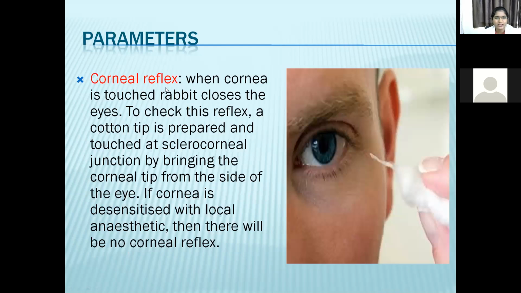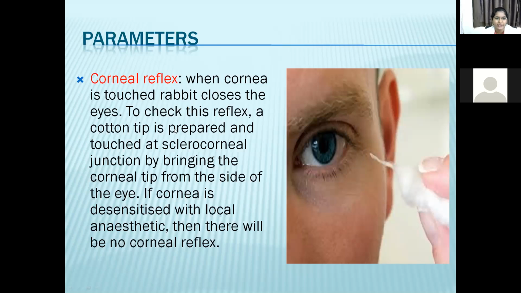And the corneal reflex: what will happen when we touch the cornea with cotton wool through the sclerocorneal junction? Immediately the rabbit blinks the eye. So this is the corneal reflex. When it blinks, the corneal reflex is present. When the cornea is touched with cotton wool on the rabbit eye, it closes the eyes.